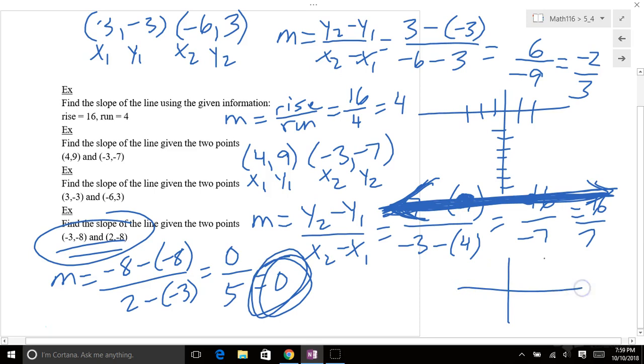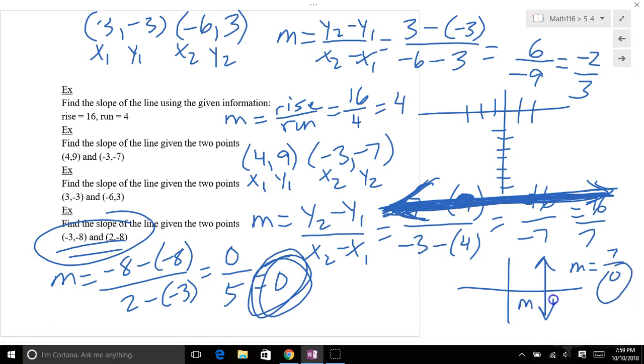Now, if you have a vertical line, what happens when you do that slope is you'll get some number on the top over a 0 on the bottom when you take 2 points and find the slope. Well, you can't divide by 0, so this slope is undefined. Slope is undefined for a vertical line.